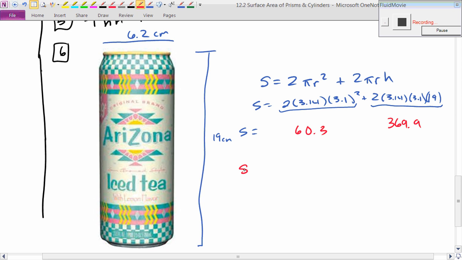Okay, so our surface area total, let's add those two together. Tell me what you get. 430.2 centimeters squared. That's how many square centimeters you have as an artist to put all your information onto that tall Arizona iced tea can. So we are finding surface areas for cylinders. What do you guys think?